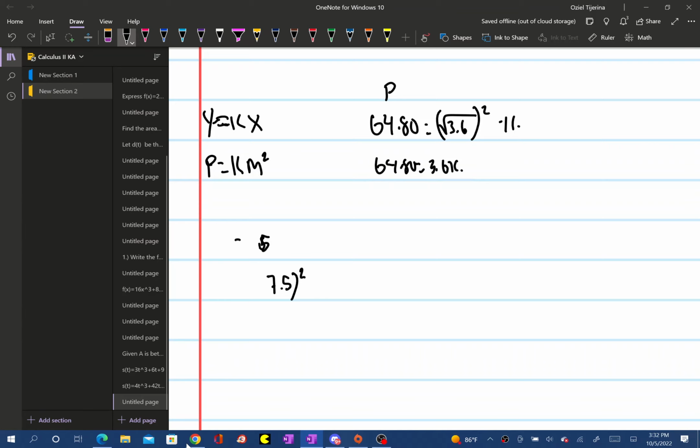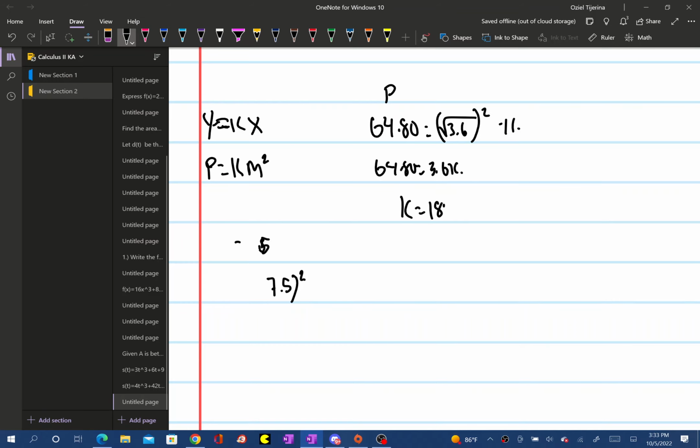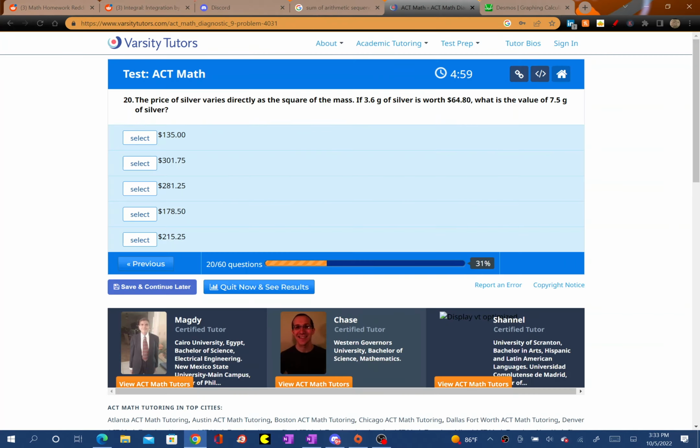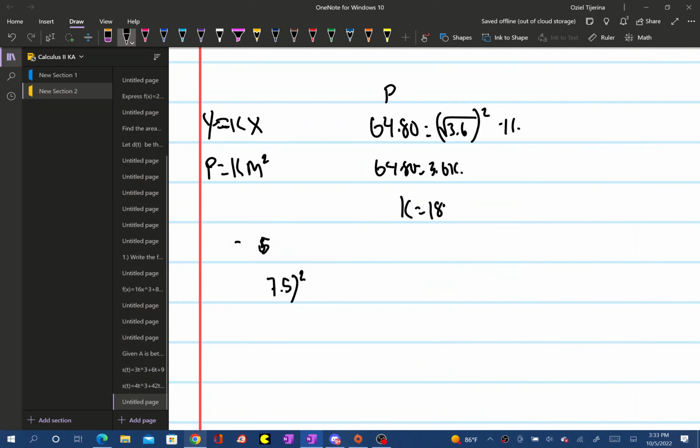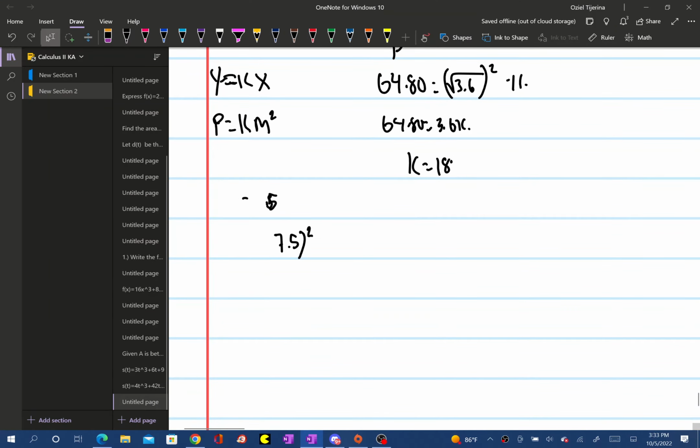So then 6480 divided by 3.6 is 18. So k is 18. So then, meaning that, what is the value of 7.5 gram? So 18 times 7.5 squared. Hopefully that gives me my answer. If not, I'll have to skip it.